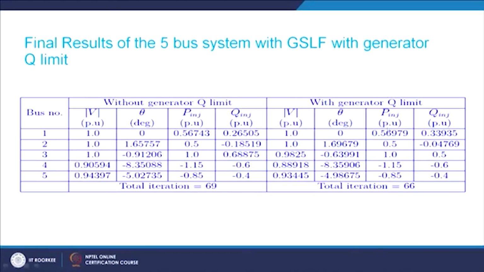In the second case also, my load is 200 megawatt and my total generation is something like 206.979. So again here also, the total amount of generation is more than the total amount of load, and my loss is 6.979 megawatt.